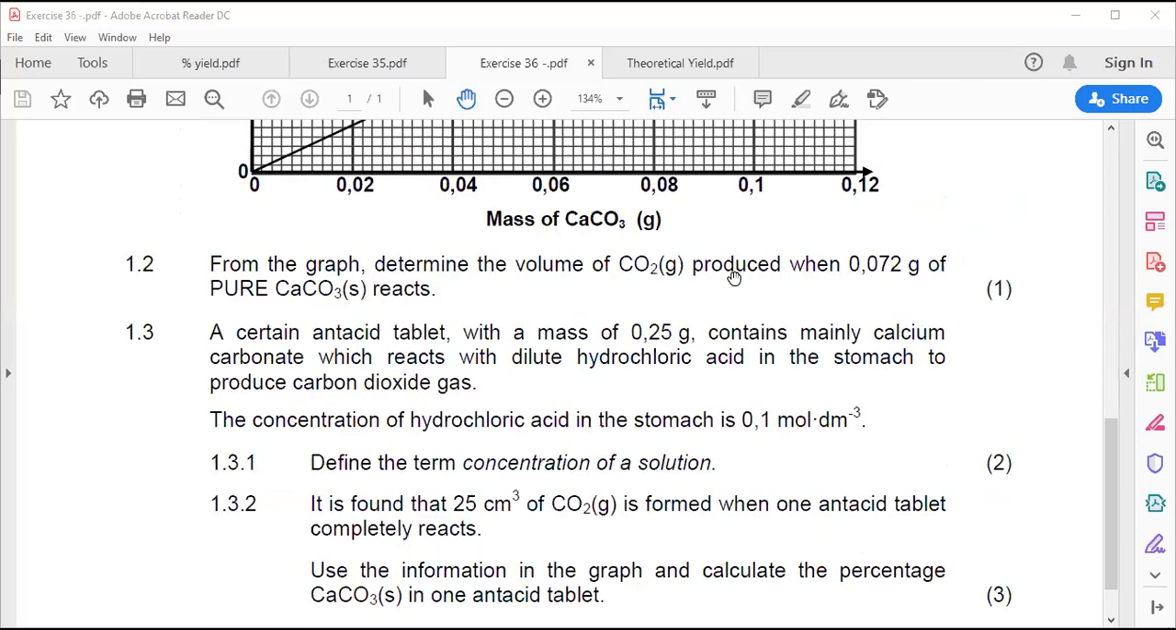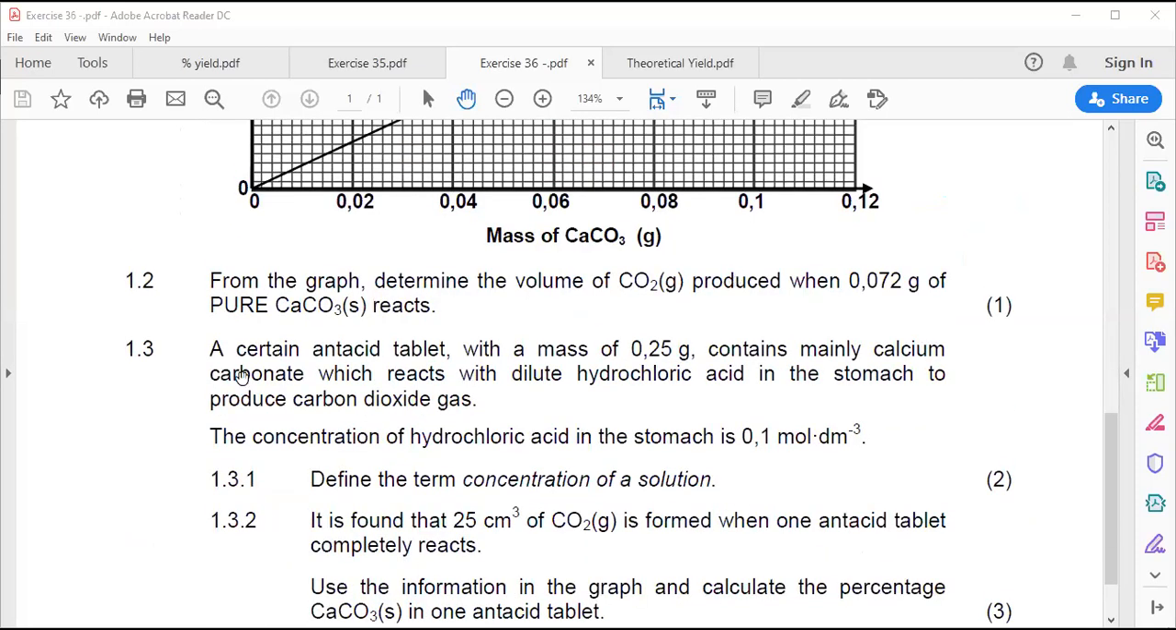The next question says a certain anti-acid tablet with a mass of 0.25 grams contains mainly calcium carbonate, which reacts with dilute hydrochloric acid in the stomach to produce carbon dioxide gas. The concentration of hydrochloric acid in the stomach is 0.1 mole per cubic decimeter. We start with the anti-acid.